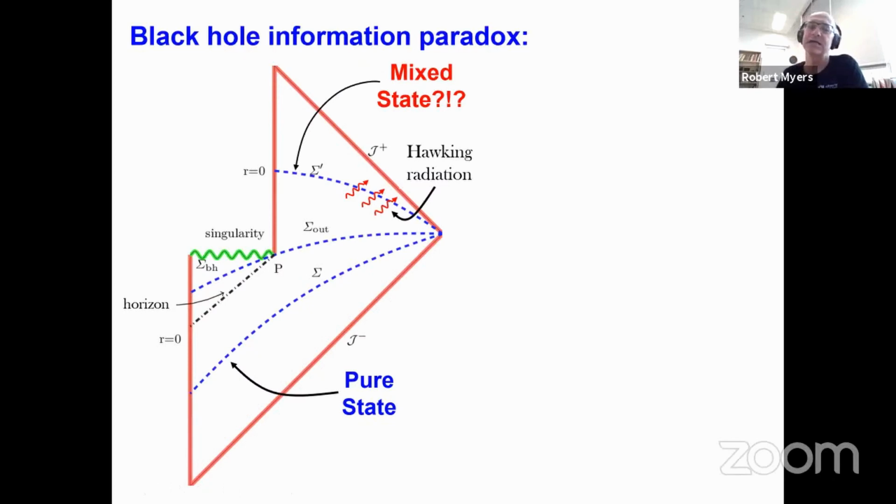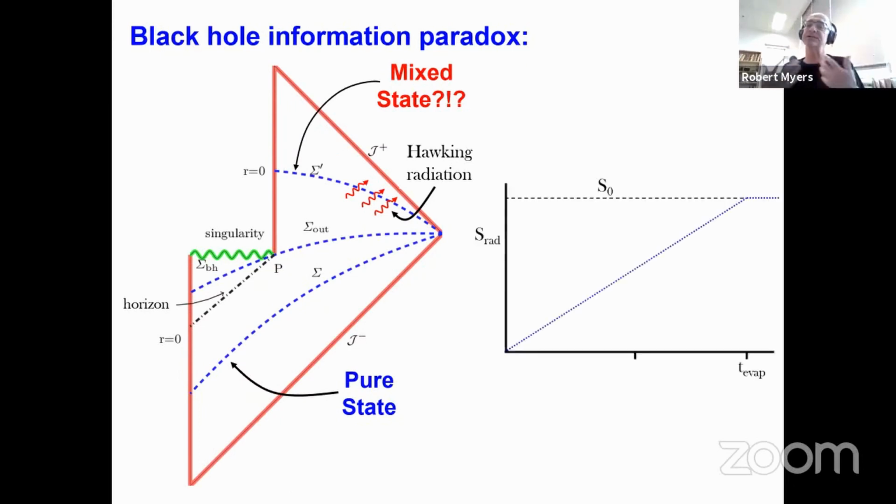And so there's some issue here because it seems we're going from a pure state, and this gravitational collapse and evaporation is driving us to a mixed state. Now, I wanted to talk about entropy, and so it was really Don Page who posed this contradiction in terms of an entropy, and what he talked about was the entropy of the radiation here.